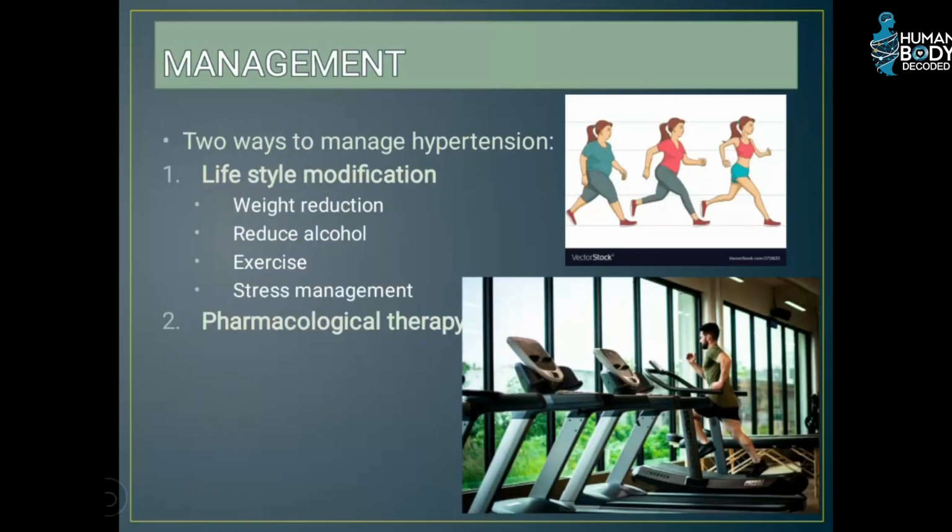Now let's move to management. If someone has hypertension, what is the management for it? What is its treatment? The first thing we do is lifestyle modification. In lifestyle modification, the first thing we do is to reduce their weight if it has increased. If they consume alcohol, we make them quit alcohol.